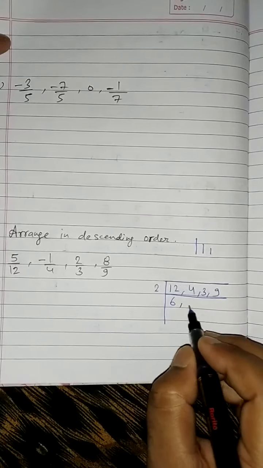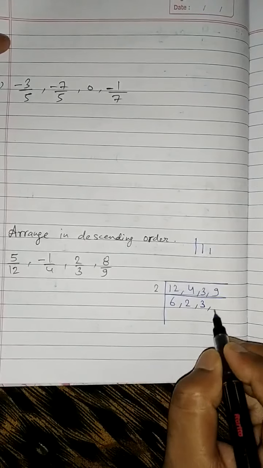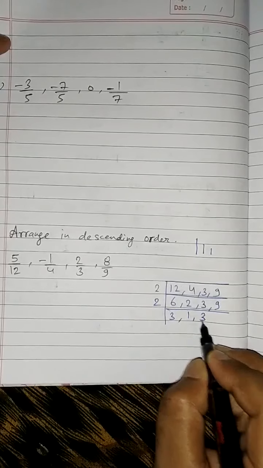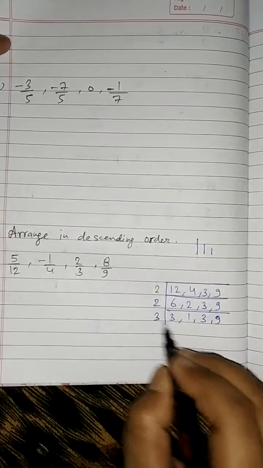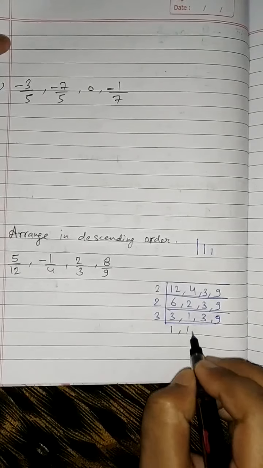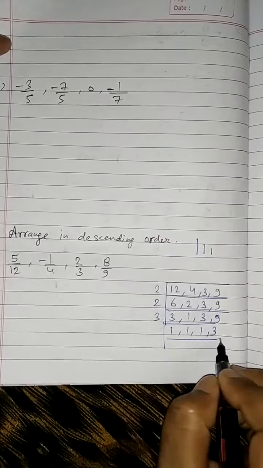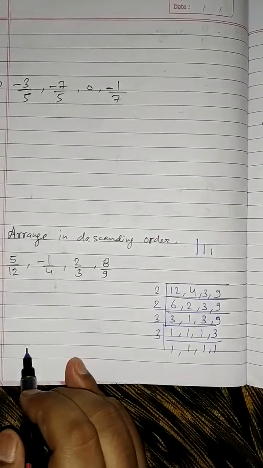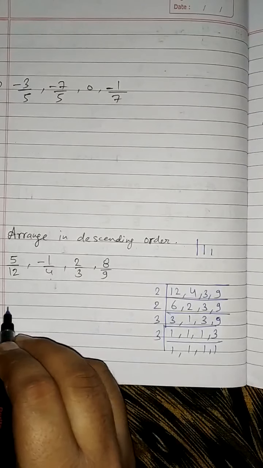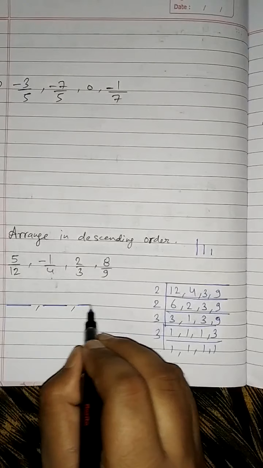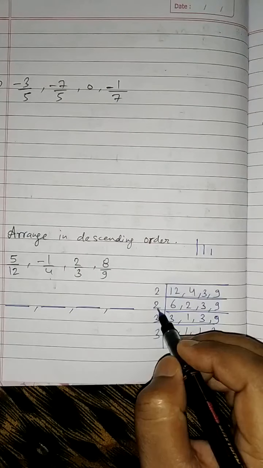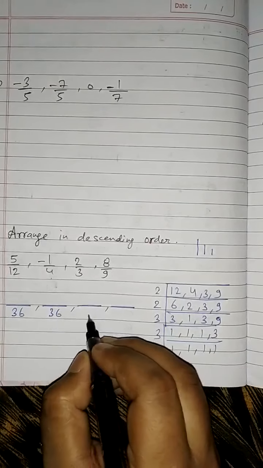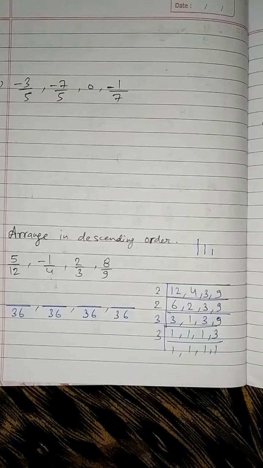2 6s are 12, 2 2s are 4, 3 cannot be cancelled, 9 cannot be cancelled by 2. 2 3s are 6, 2 1s are 2, 3 cannot be cancelled, 9 cannot be cancelled. Now 3 times, 3 1s are 3, and 3 3s are 9, and lastly 3 1s are 1. Now the LCM of 12, 4, 3 and 9 will be written separately here. 2 2s are 4, 4 3s are 12, 12 3s are 36. So we will write 36 in the denominator of each one.